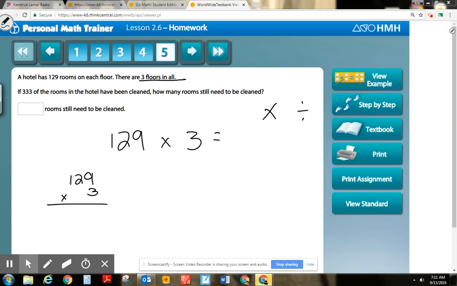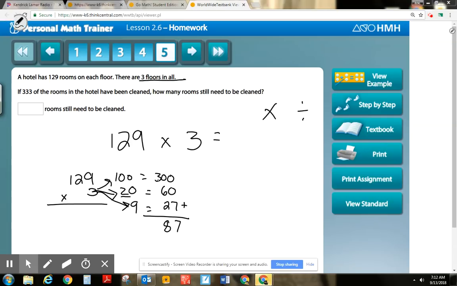I don't like this one, so I'm going to do 129 times 3. I'm going to blow up 129 by expanded form and do 100, 20, and then 9. 3 times 100 is 300. 3 times 2 is 6 with a 0, right? And 3 times 9 is 27. Add them together. 7, 8, 3. So right now I have 387 rooms, right?